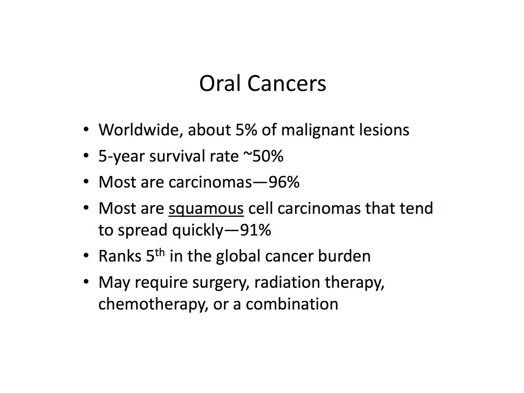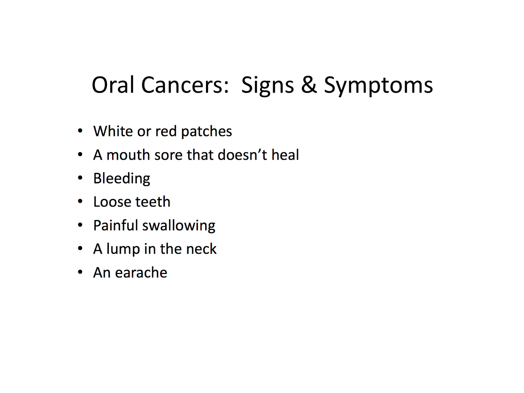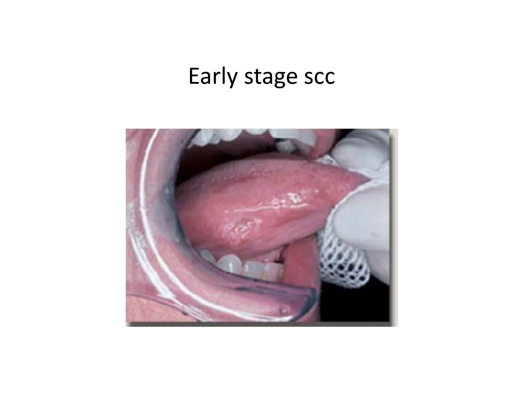Treatment could require surgery, radiation therapy, chemotherapy, or more likely a combination. Some of the symptoms associated with oral cancers are red or white patches, a sore in the mouth that doesn't heal, bleeding, loose teeth, which could mean other things as well, painful swallowing, a lump in the neck, or even an earache. So depending on the location and type of tumor, you may get different types of symptoms. This is then an example of early stage squamous cell carcinoma on the tongue. So you can see the lesion there on the side of the tongue.